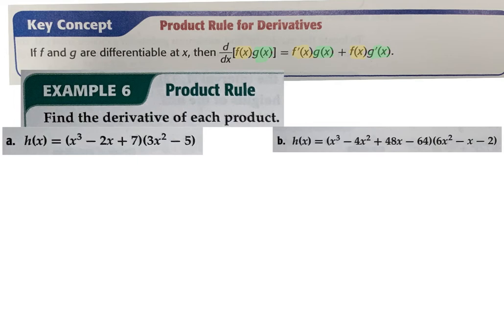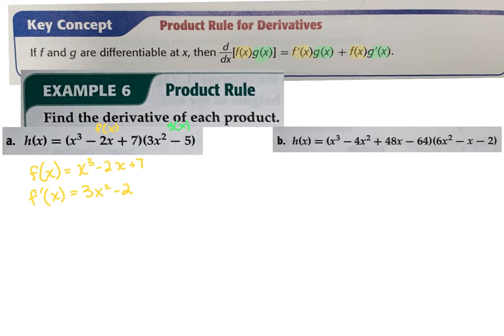Okay? So when I do these, I kind of decide what's my f, what is my g, what's my derivative of my f, what's the derivative of my g. So I'm going to say this first guy is f, and I'm going to say that this second guy is g. Okay? And so if I do that, I would say, well, the f of x is going to be x cubed minus 2x plus 7, which means my derivative of that is going to be 3x squared minus 2.